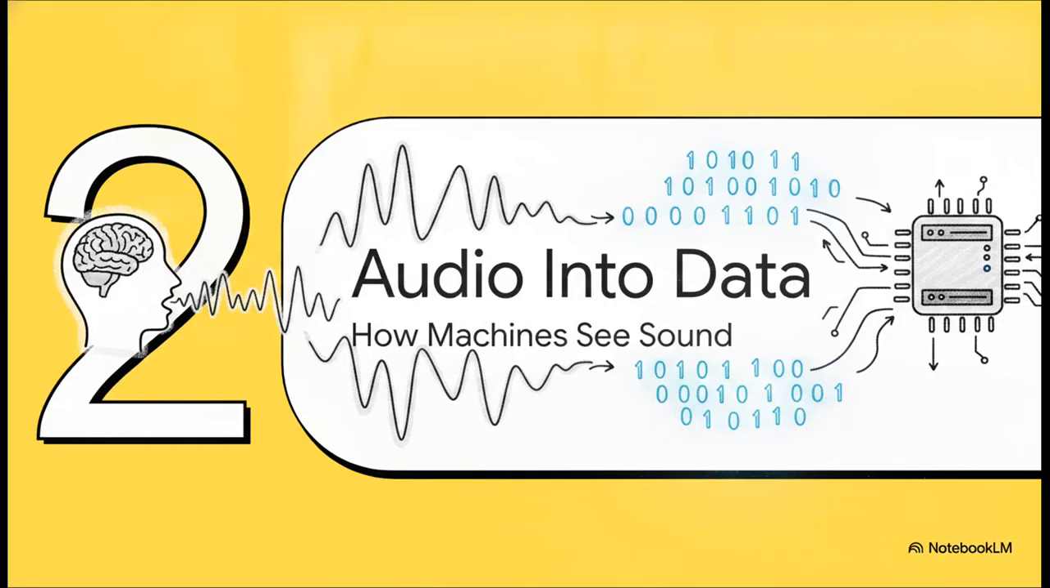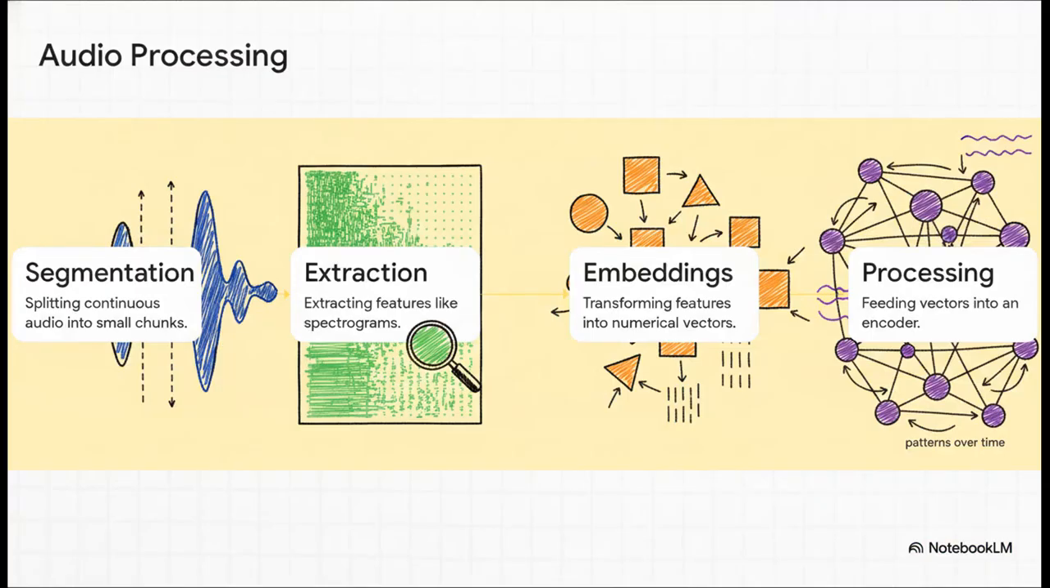Section 2. Turning audio into data, how machines see sound. Okay, so we've gone from the brain to the mouth. And now, that messy physical sound wave is floating out in the air. How on earth does a computer, a machine that literally only understands ones and zeros, make any sense of it? Well, it uses a very specific pipeline to digest audio.